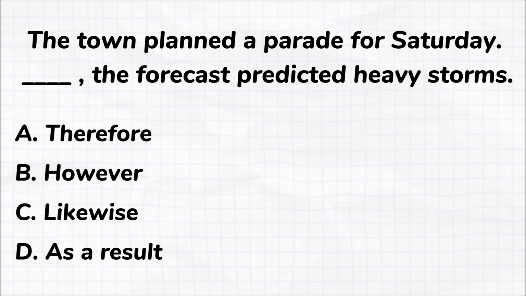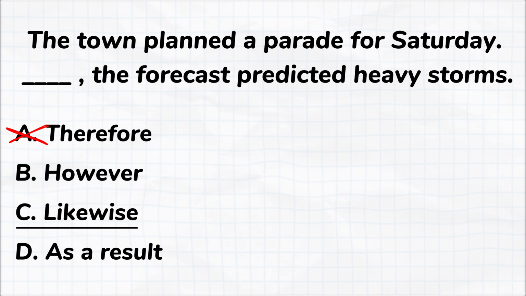Now, let's check the answers one by one. Therefore, does this make sense? The town planned a parade. Therefore, the forecast predicted storms. No, that doesn't work. The parade can't cause the storms. It's nature. However, the town planned a parade. However, the forecast predicted storms. Yeah, that works because it shows the contrast. It's not saying that the town is causing it, so it's contrasting between them.